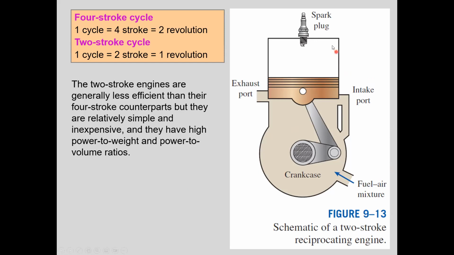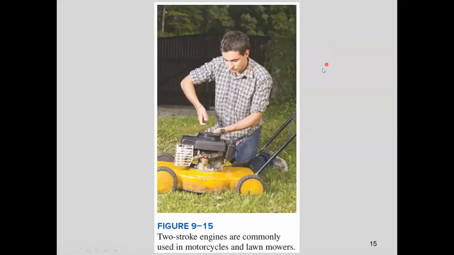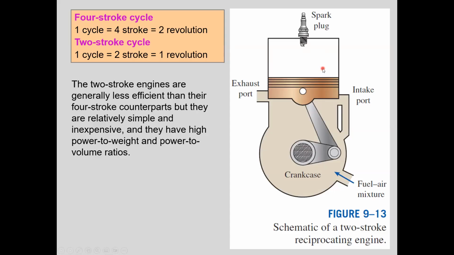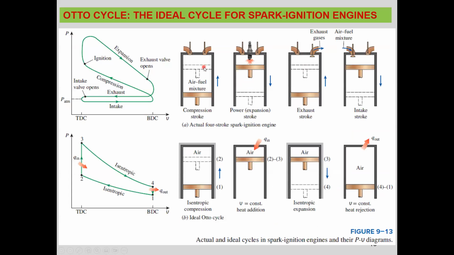In the 2-stroke cycle, it's 1 stroke, 2-stroke, then combustion. In the 4-stroke cycle, it's 1 stroke, 2-stroke, 3-stroke, 4-stroke, then combustion. So start from here: 1, 2, 3, 4, combustion.